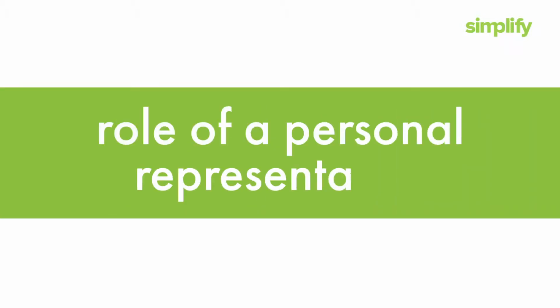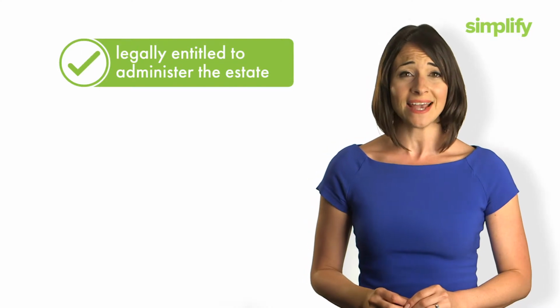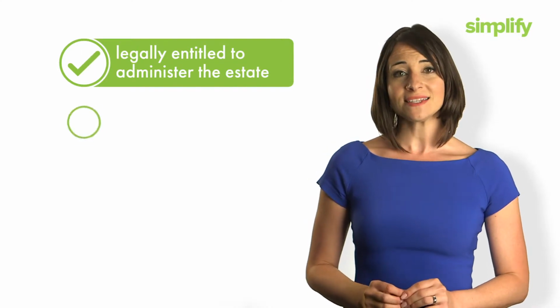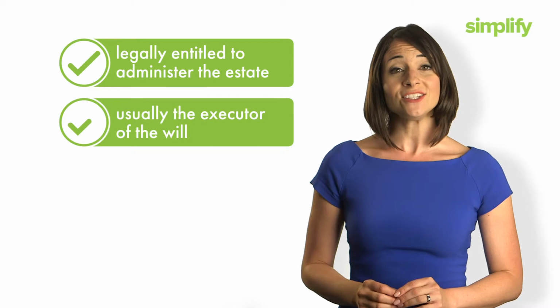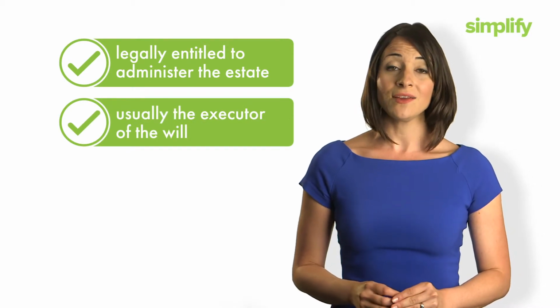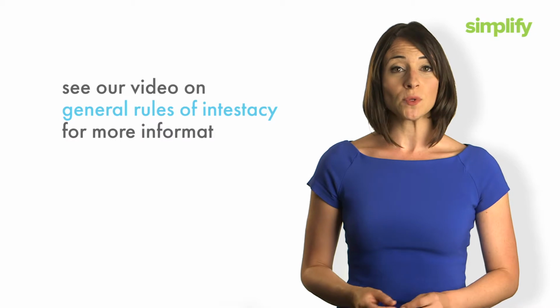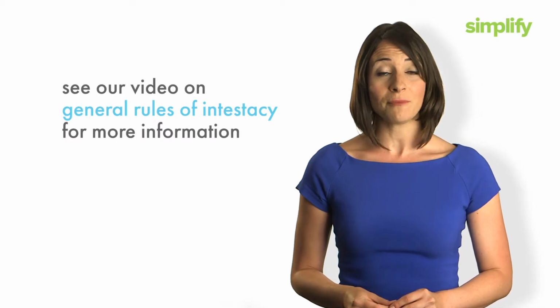Role of a personal representative. A personal representative, or PR, is someone legally entitled to administer a deceased person's estate. If the deceased left a will, the PR is usually the executor. If they didn't leave a will, known as dying intestate, it's the next of kin. See our video on general rules about intestacy for more information.